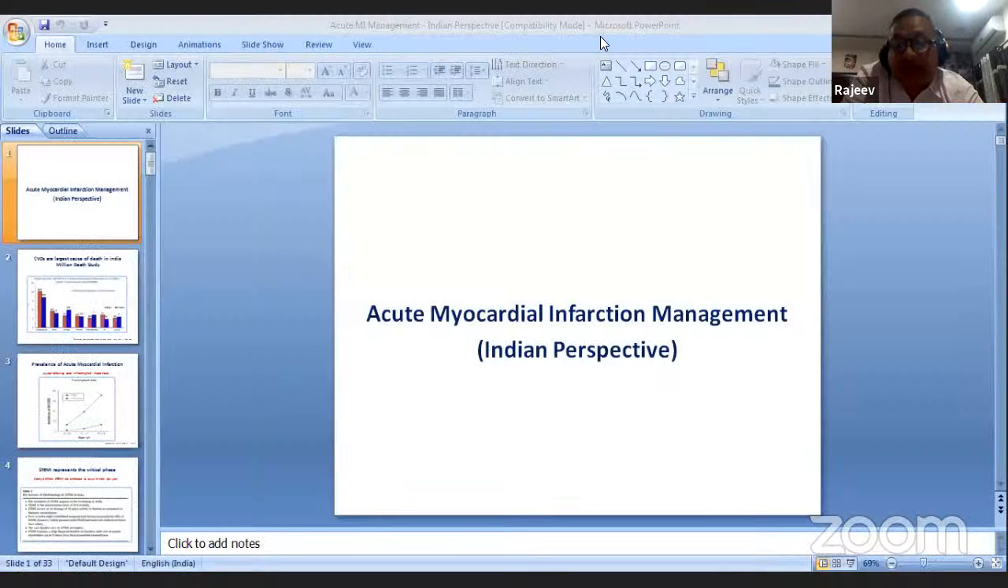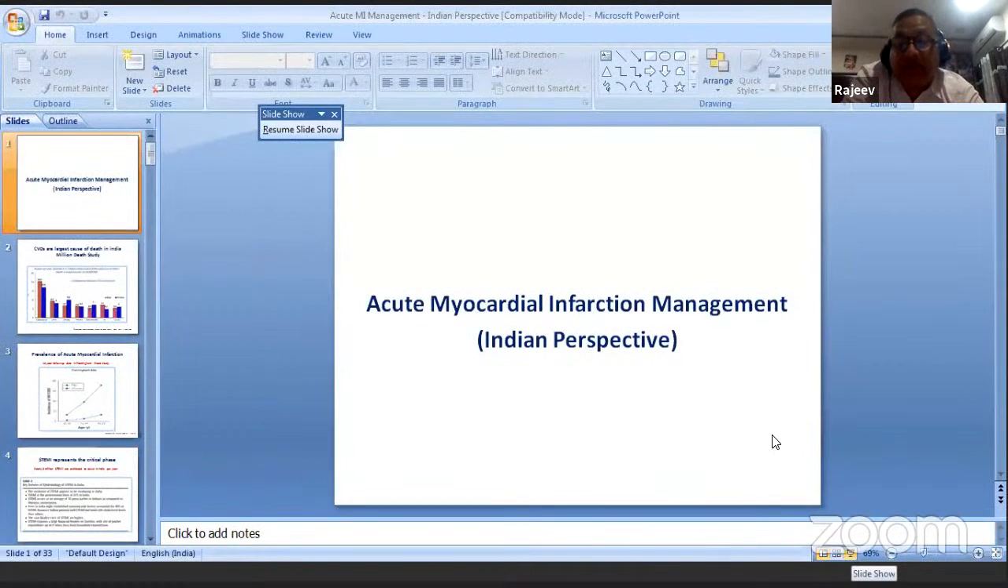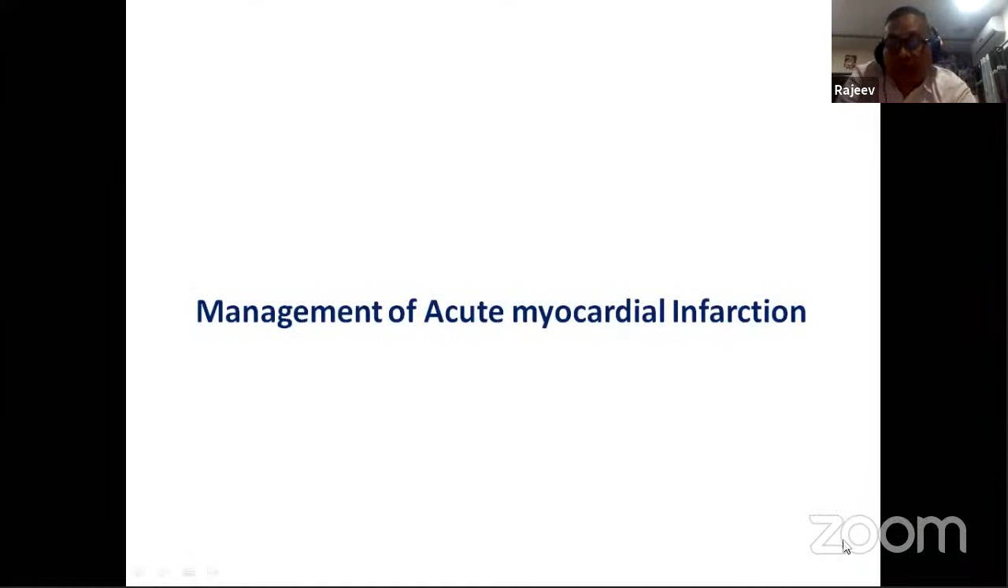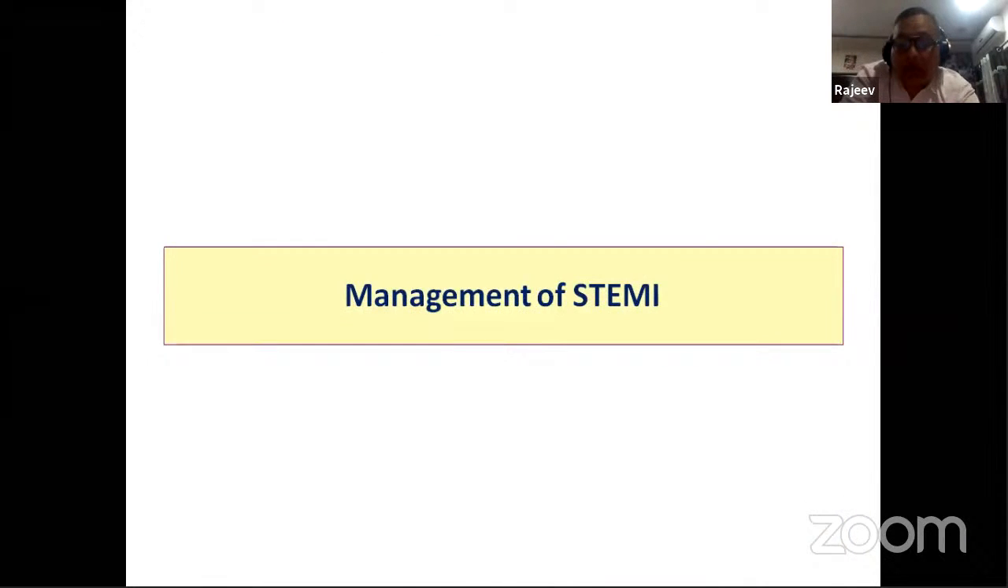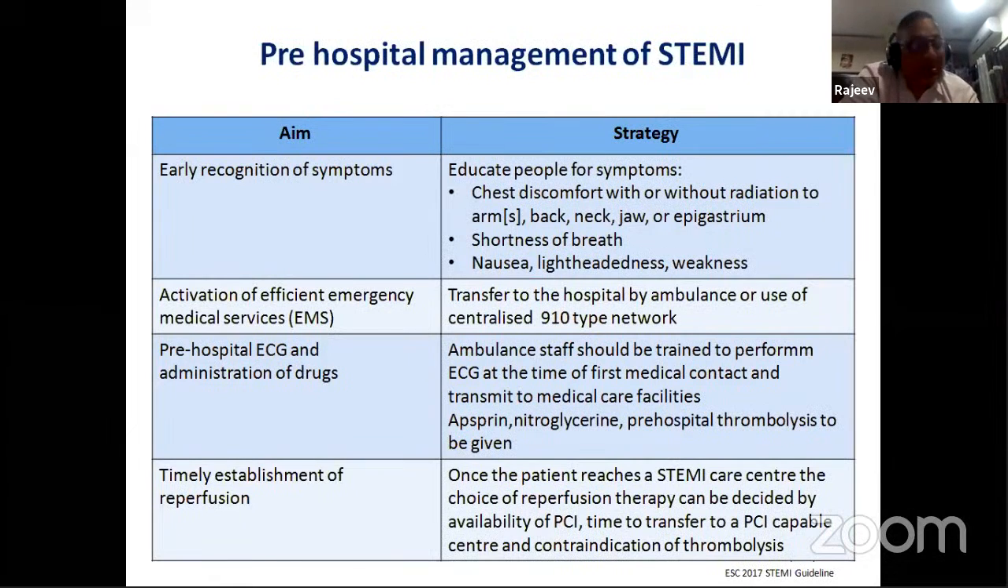And today they have assigned the task to see how we can manage STEMI, with slight differences, from the Indian perspective. Pre-hospital, the acute coronary syndromes are divided into ST elevation, ST non-elevation, and unstable angina. And now let us see the pre-hospital management of ST elevation MI.